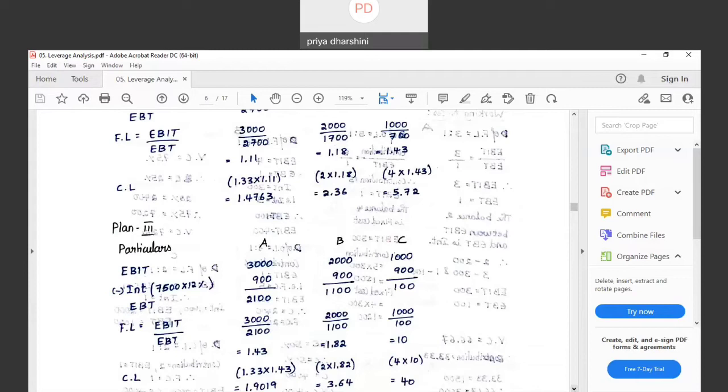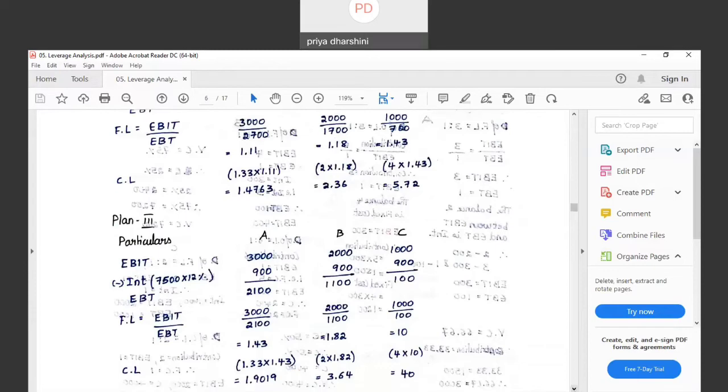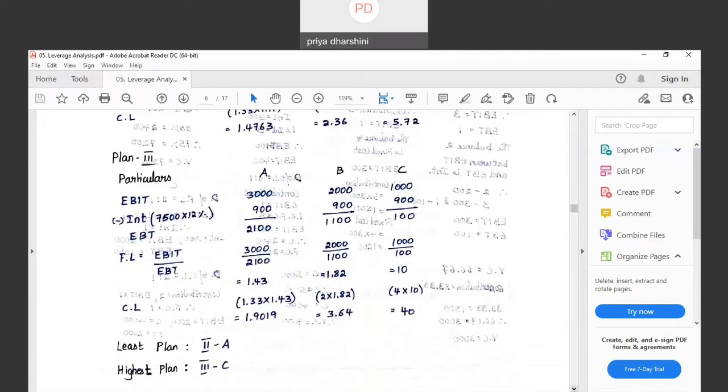3 operating leverages, 9 different financial leverages and 9 different combined leverages. Okay. It is because 3 into 3: 3 financial plans, 3 levels of EBIT. So it is totally 9 financial leverages and 9 combined leverages. What are they asking us for? Find out the highest and lowest value of combined leverage.